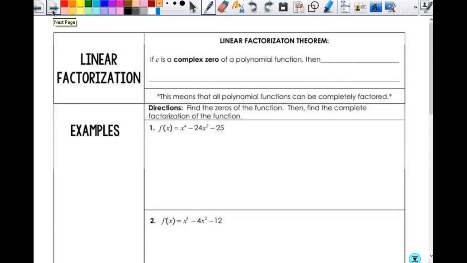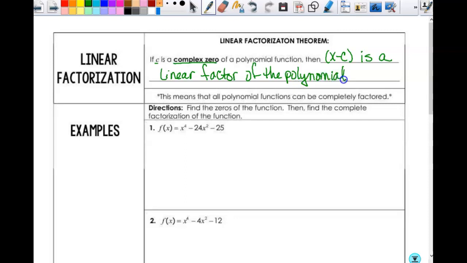Linear factorization theorem. So we thought we had things completely factored, but we really didn't every single time. So this says if c is a complex zero, which means basically if it's a zero you're able to find, because they're all complex, of a polynomial function, then x minus c is a linear factor of the polynomial. Which we've had that exact same statement before, right? The difference is we weren't dealing with the imaginary numbers on this, and we can't factor those without actually finding the zeros. So this means that all polynomial functions can be completely factored.